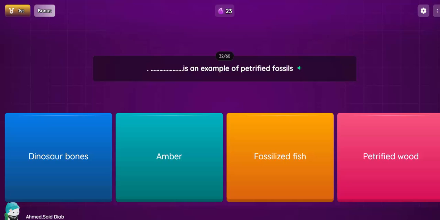Question: which is an example of petrified fossils? Option 1: dinosaur bones. Option 2: amber. Option 3: fossilized fish. Option 4: petrified wood.